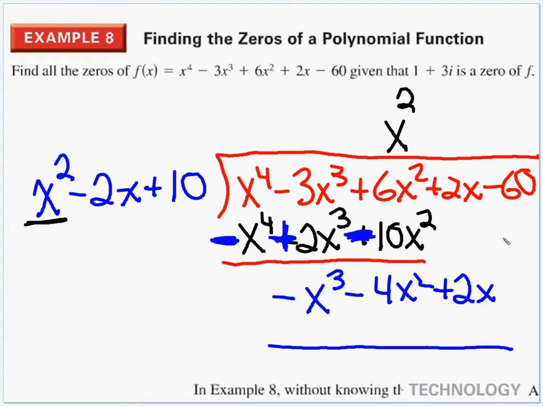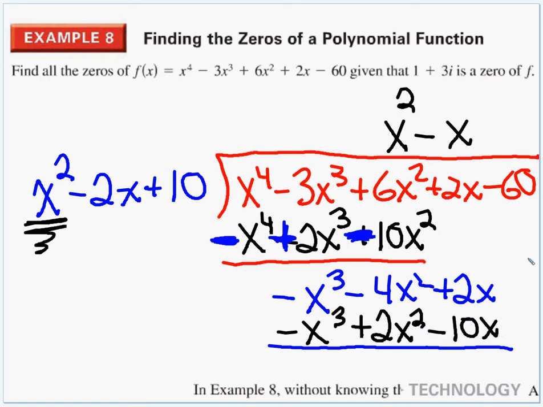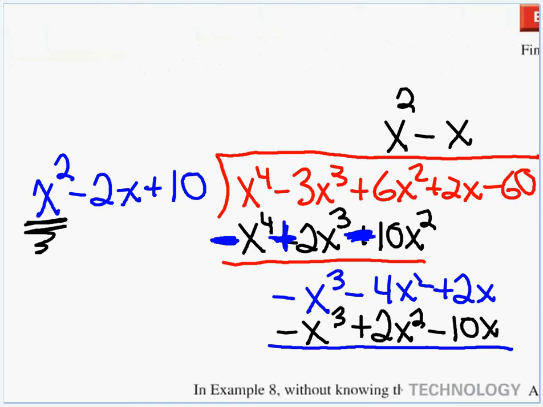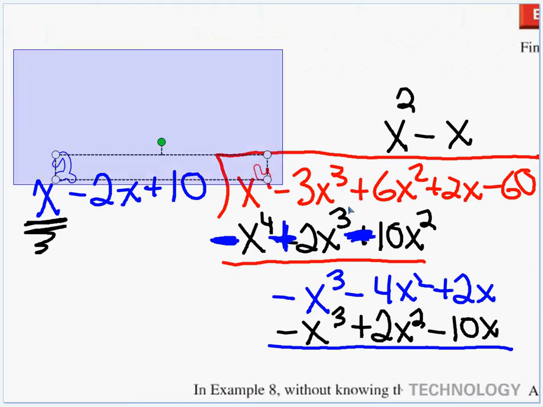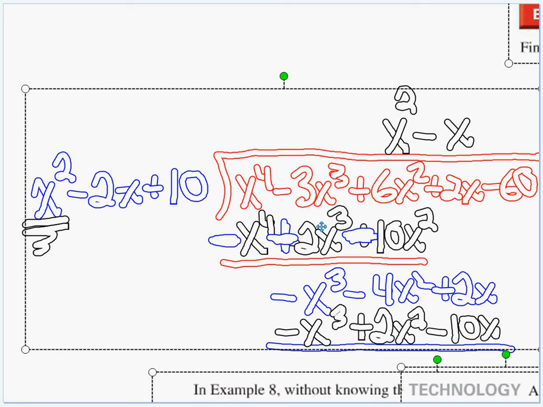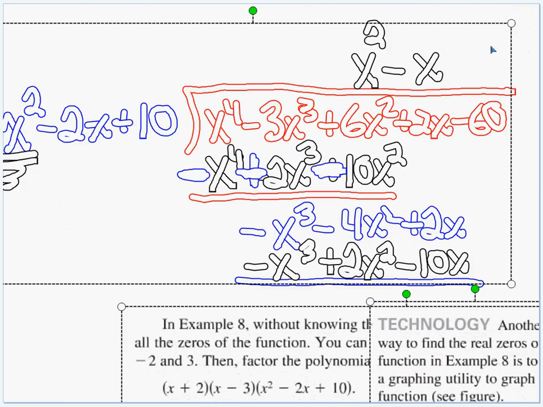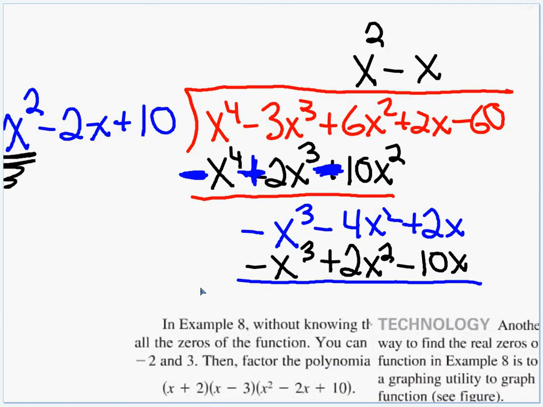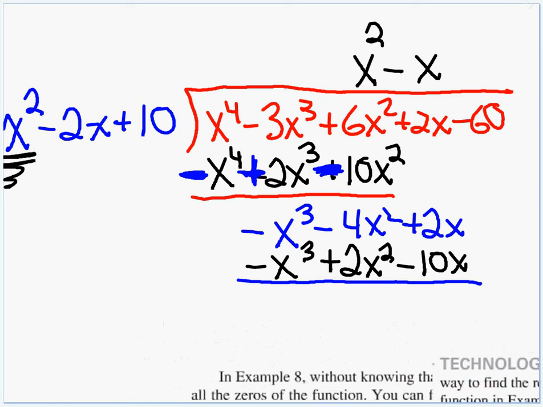All right, next thing to get rid of is this negative x cubed, so we want a negative x cubed right under it. What do we multiply by x squared to get negative x cubed? Minus x. And we distribute negative x cubed plus 2x squared minus 10x. And I'm running out of room, so let me do this. I think I lost my picture up there. Yeah, dang it. Let's see.